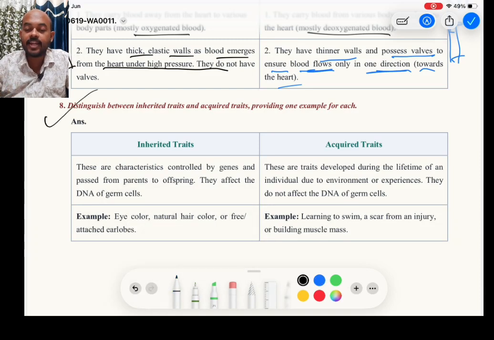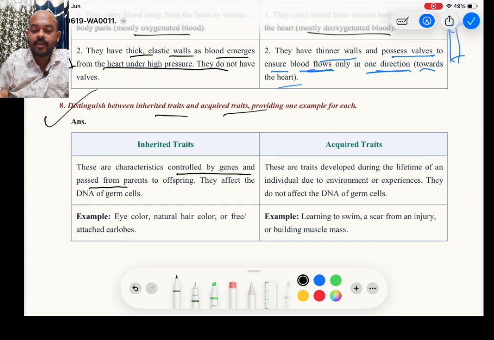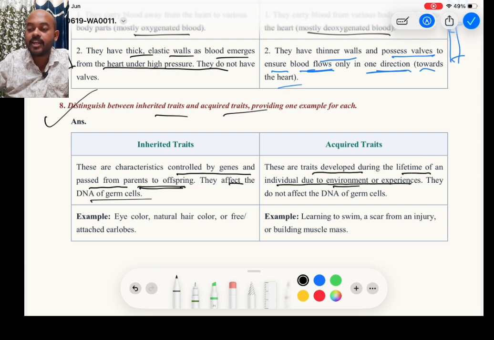Next, distinguish between inherited trait and acquired trait. I already told you in class, inherited is what you get by birth, and acquired is after birth. So you see, these are characteristics controlled by genes and passed from parents to offspring. They affect the DNA of the germ cells. Acquired traits are developed during the lifetime of an individual due to environment and experience. Suppose you are riding a bicycle and you have fallen down, you have got a wound or cut in your leg. In the next generation, this character will not be passed. So this is a part of acquired character.